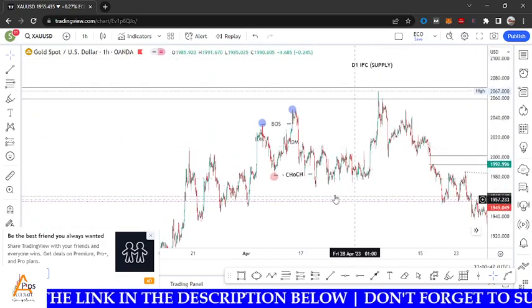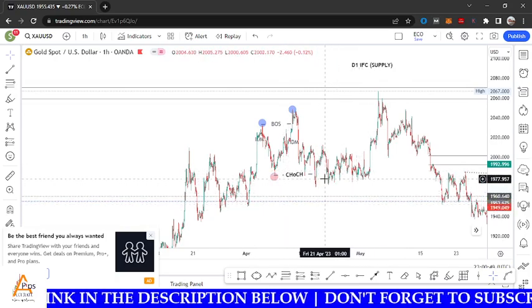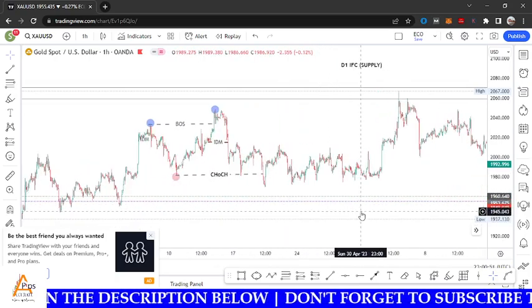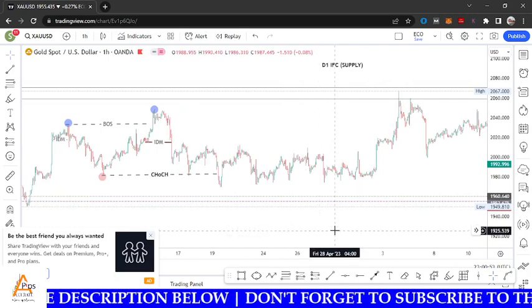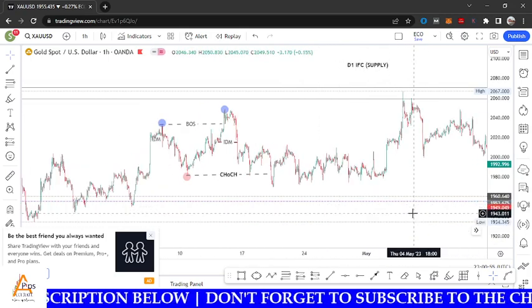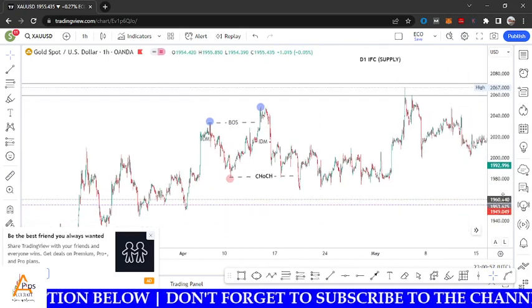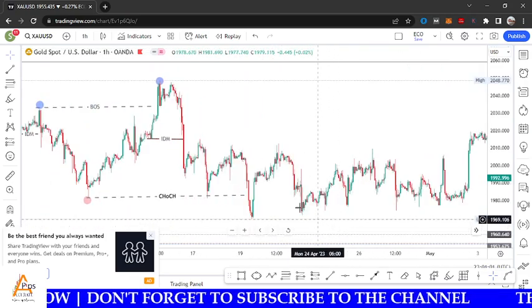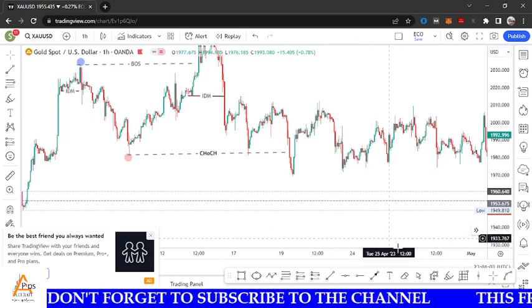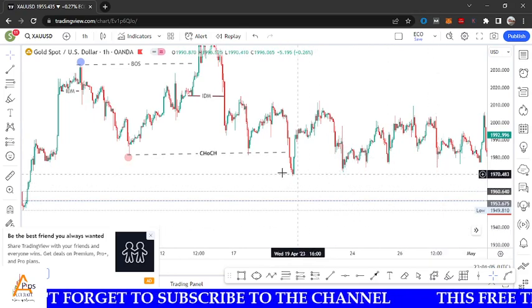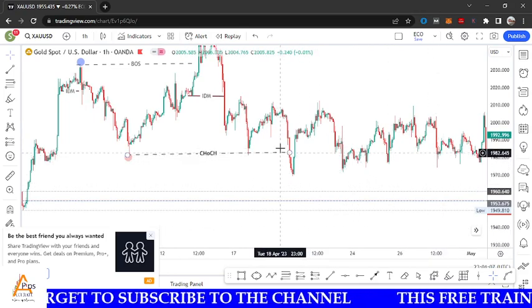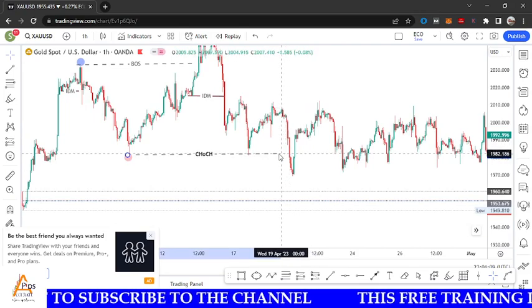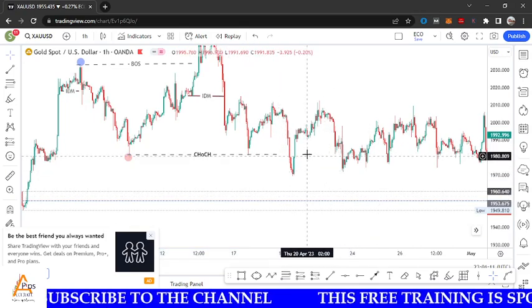Now, after breaking this, we expect price to break an inducement so that we can confirm our new low, and then we can see if price will continue to go down.